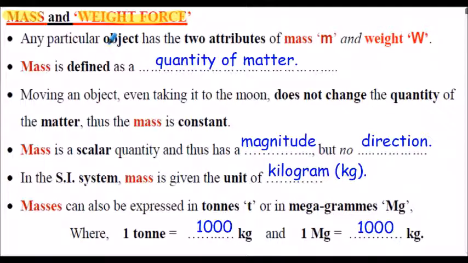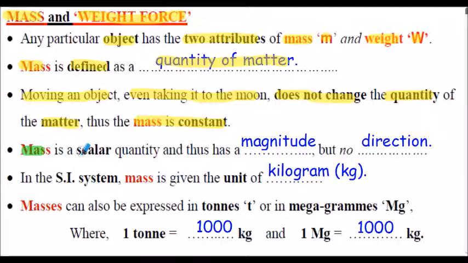Let's introduce the quantity of mass and weight or weight force. Any particular object has two attributes, that of mass, usually symbol M, and weight, symbol W. Mass is defined as the quantity of matter, how much of it there is. If we move an object, even taking it to the moon, this does not change the quantity of matter, so the mass is constant.